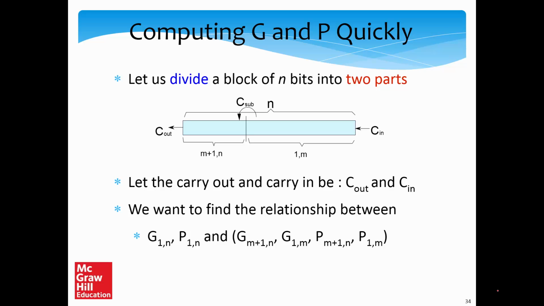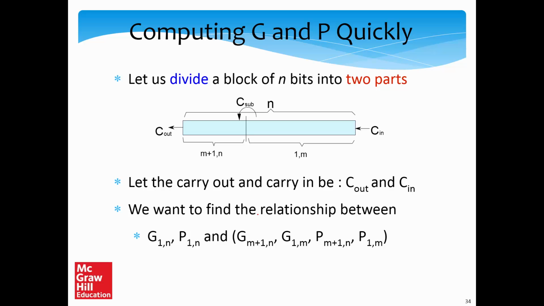So now the idea is, can we compute the generate and propagate functions quickly? Let us look at some other results for the generate and propagate functions. Let us divide a block of n bits into two parts. So let's consider this block of n bits. We divide it into one part that is 1 to m bits here, and the other that is m plus 1 to n bits over here. Let the carry in and the carry out of this block be as shown here.